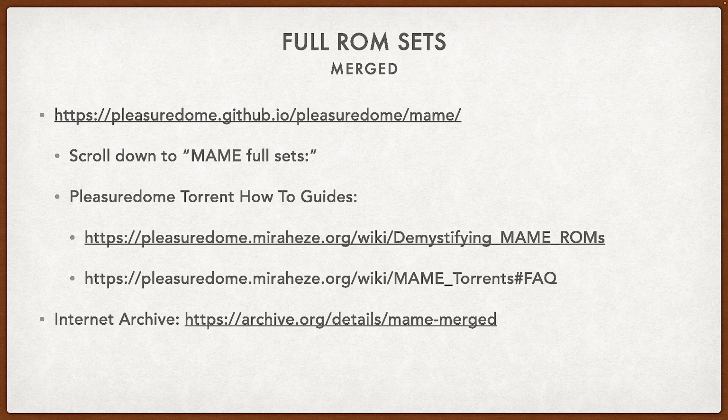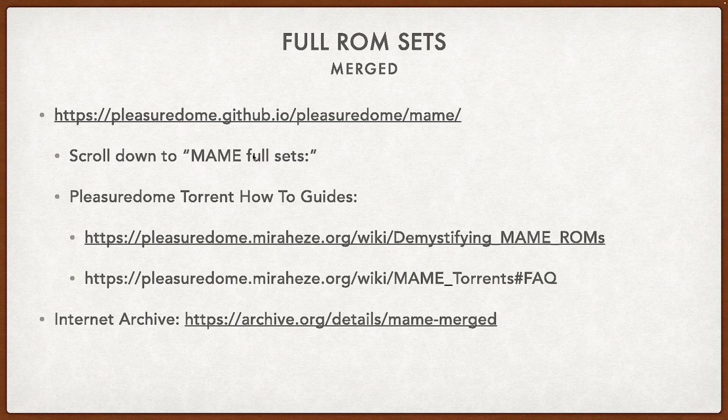If you want everything, all of the ROMs, probably the easiest way to get a hold of it is to download what's called a full set. And there are two different sources for this full set. I'll show you both of those. The first one is this site here called Pleasure Dome. The second site is the Internet Archive. So let's look at Pleasure Dome first.